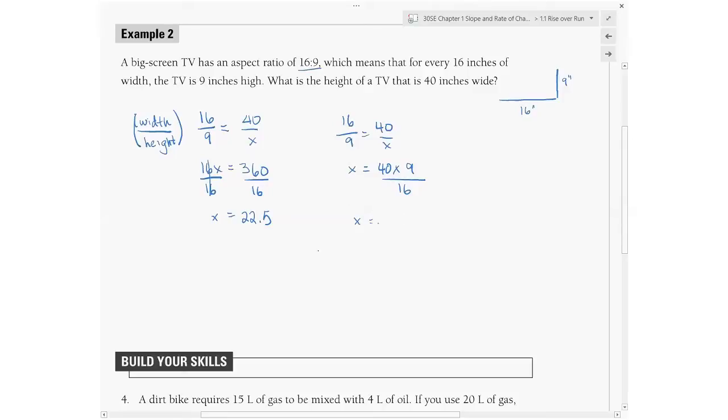The French call it la règle de trois. I don't know that there's a word for it in English. It would be the rule of 3, but I've never heard it that way. But it's an easy way to solve proportions. So either way, it's 22.5. So the TV would be 22.5 inches high.